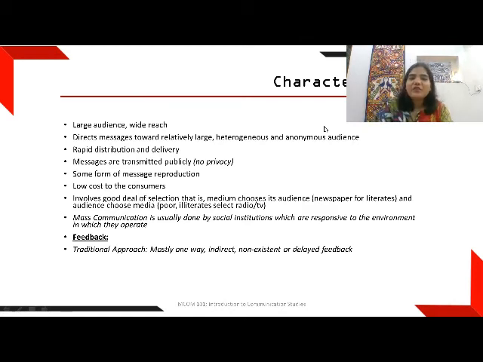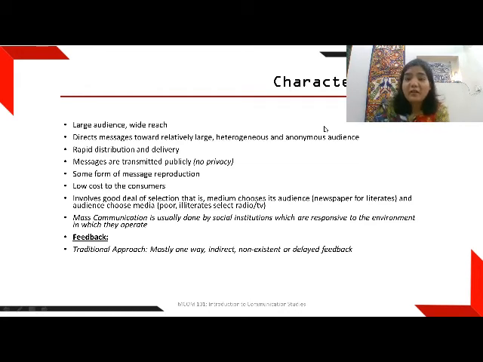So इसमें traditional approach पहले mass comm में ये थी that mass communication जो है वो mostly one way होती है, two way नहीं होती, interactive नहीं होती, indirect होती है, non-existent और delayed feedback होती है. ठीक है. So the traditional approach is that it's not interactive and the feedback is either there is not going to be any feedback or there is going to be delayed feedback.